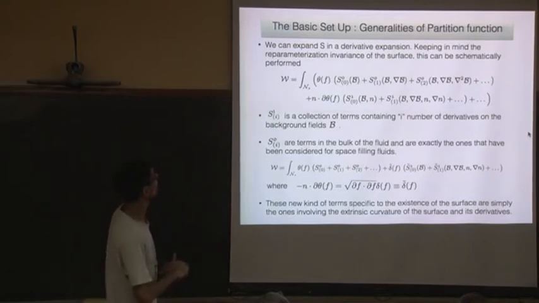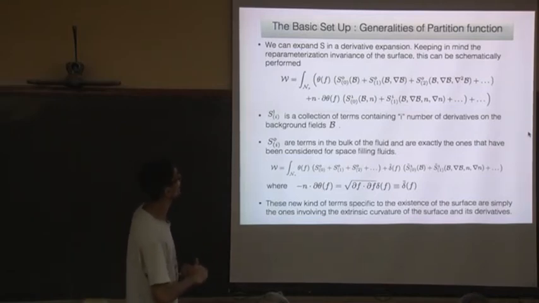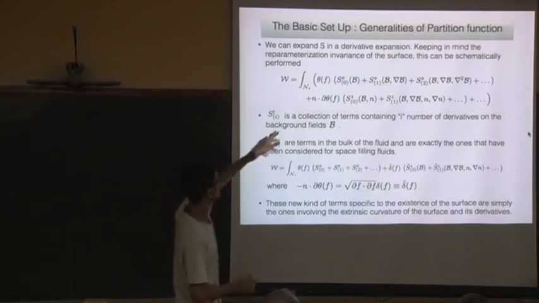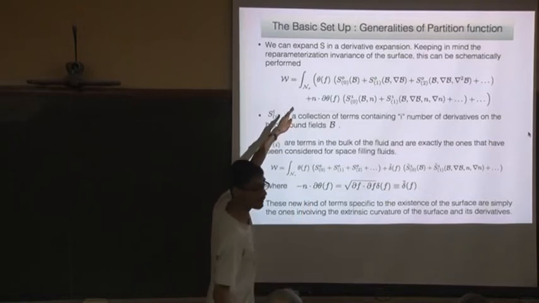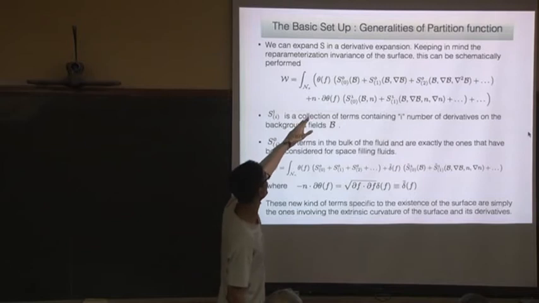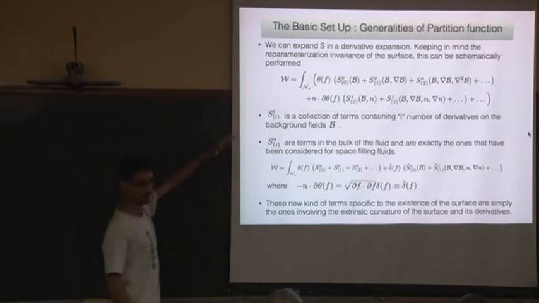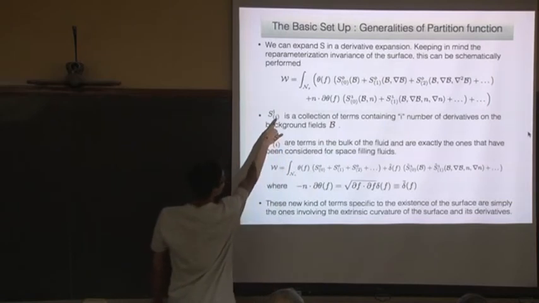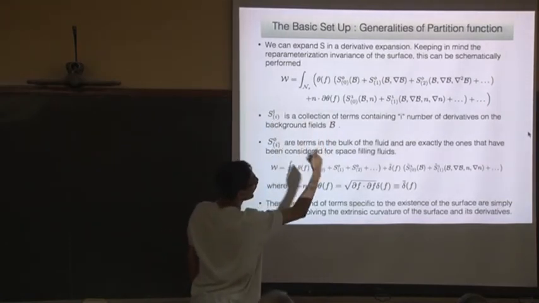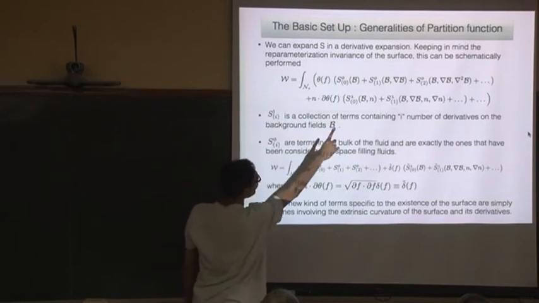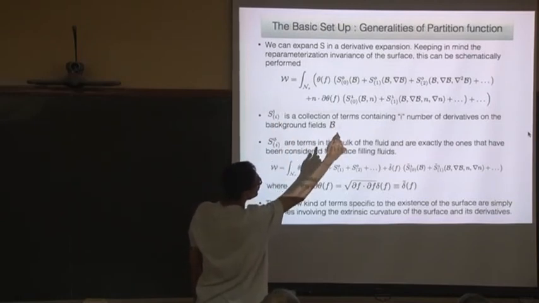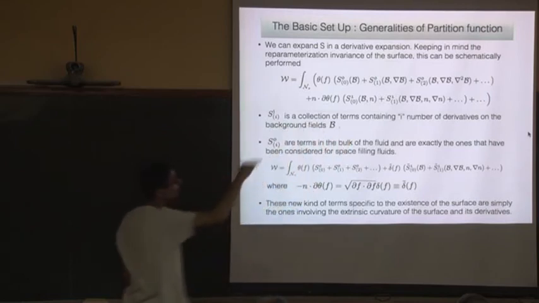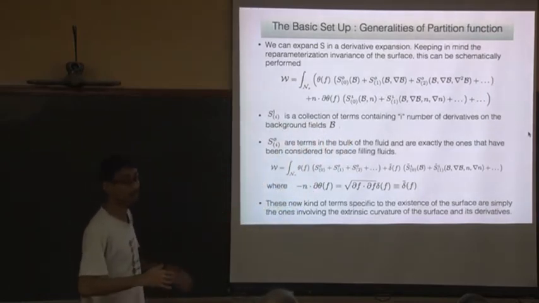So now we can expand this in a derivative expansion, keeping in mind the reparameterization invariance of the surface, and this can be schematically written like this. So I have a piece which is multiplied by this theta function, and a piece which is proportional to the derivative of the theta function. If I forget the second line, in the first line all these terms inside, this lower index says how many derivatives on the background fields there are. If it's 1, there is one derivative on the background fields, at most one derivative on the background fields. So that first line corresponds to the space filling fluids when there is no surface.